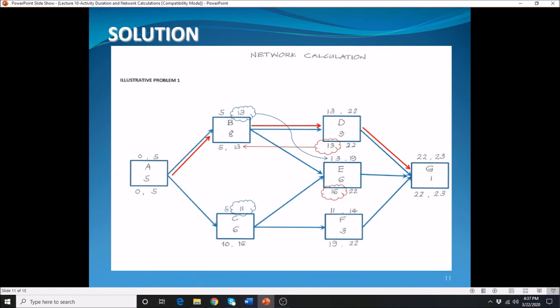So again, there are several rules here. The TF and the free float of any given activities that are in the critical path are all zeros. Alright, why is that? Because TF is the difference between the late start minus the early start, or the late finish minus the early finish. So that is the TF. Okay, and I'm going to explain to you the free float as we move on to the second problem. Okay, all right. So let me show you that on the second problem here.